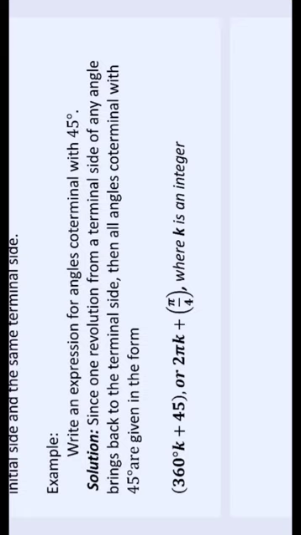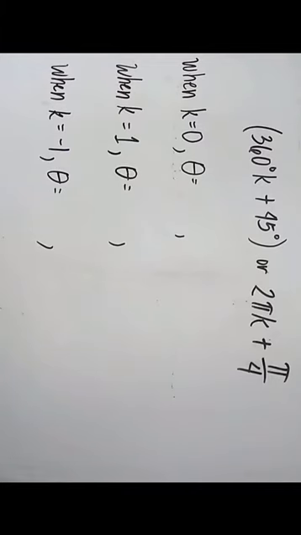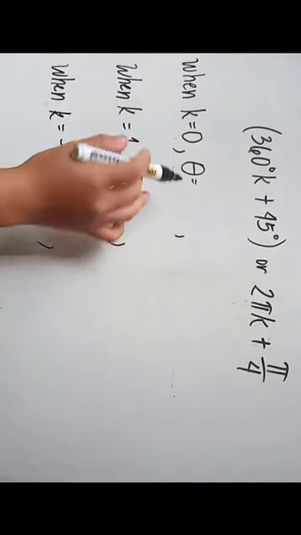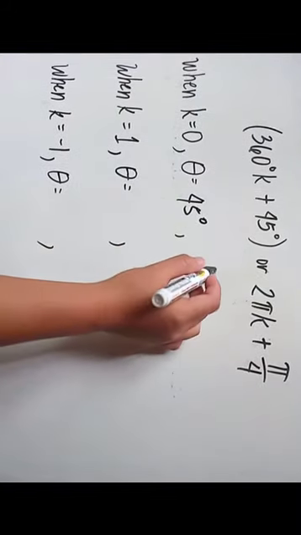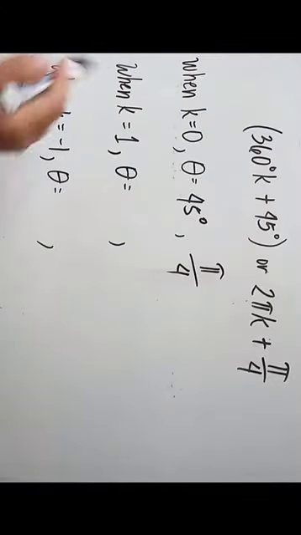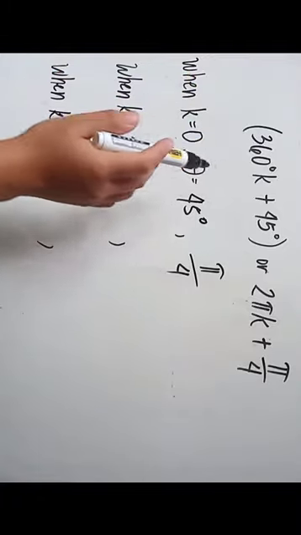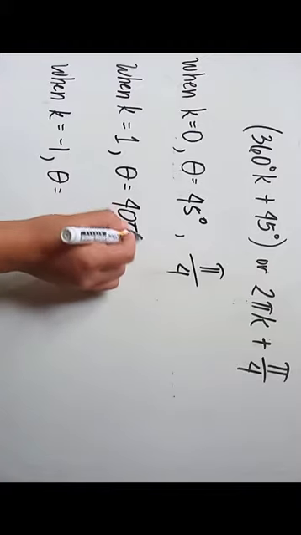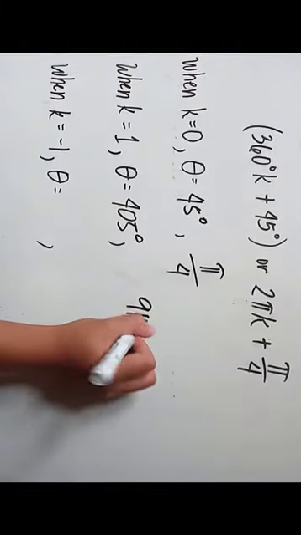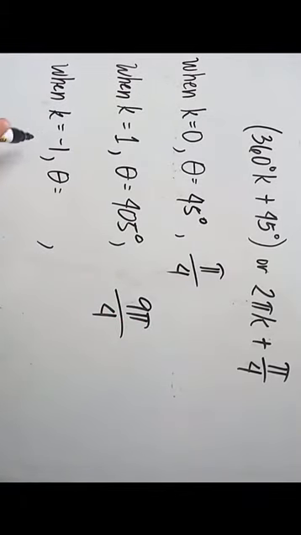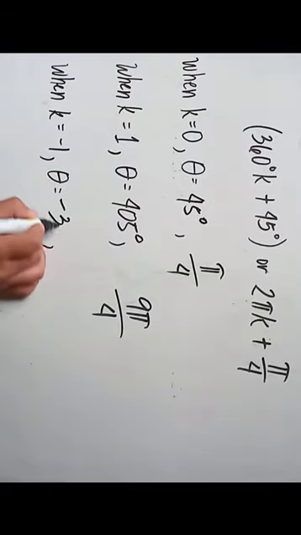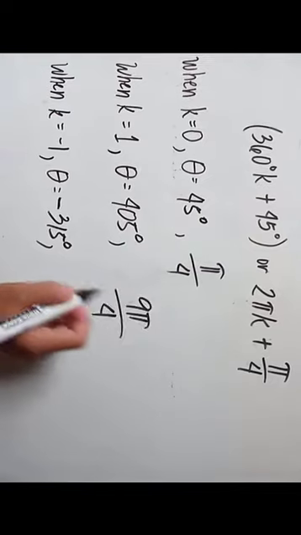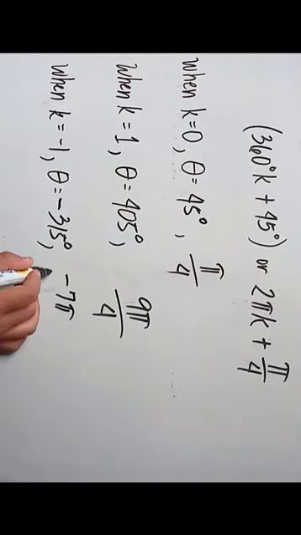So, it depends on the value of K. Using the form 360 degrees K plus 45 degrees, or 2 pi K plus pi over 4, when K is equal to 0, the measurement of our theta is 45 degrees, which is also equivalent to pi over 4. When K is 1, 360 degrees times 1 plus 45 degrees is equal to 405 degrees, which is also equivalent to 9 pi over 4. How about if K is equal to negative 1? 360 degrees times negative 1 plus 45 degrees is equal to negative 315 degrees, which is also equivalent to negative 7 pi over 4.